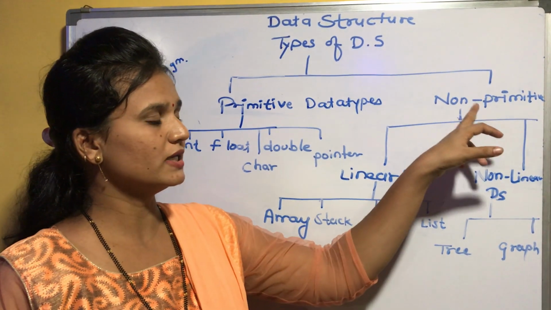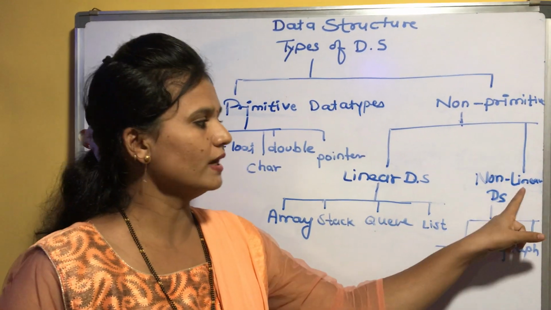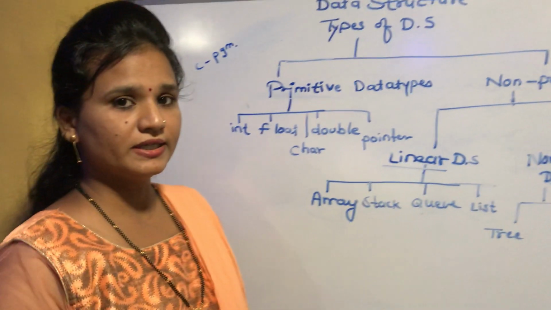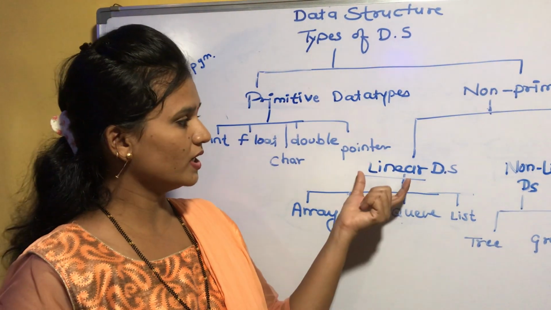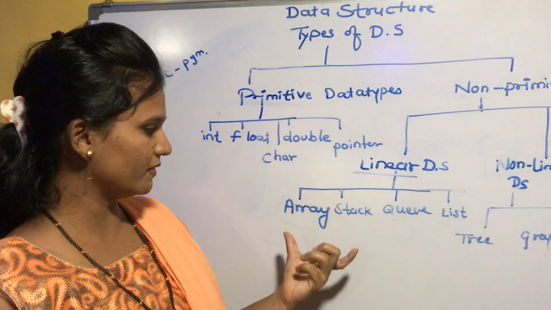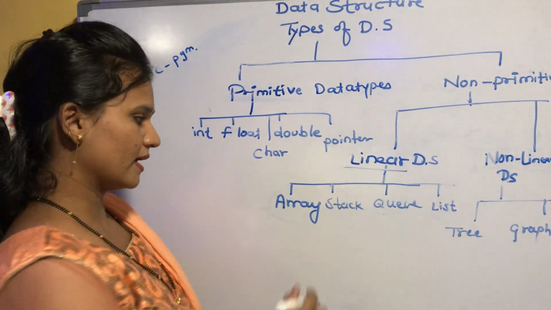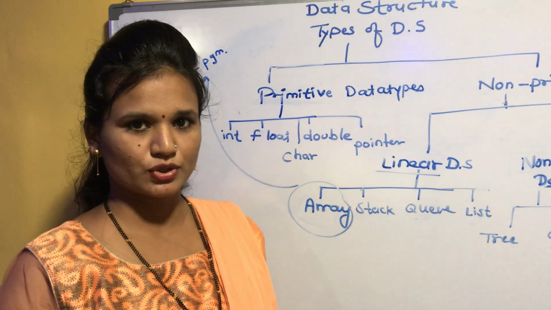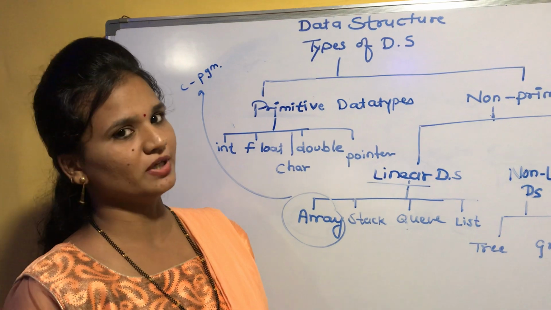The second is non-primitive data structure. Non-primitive data structure is again divided into two types, that is linear data structure and non-linear data structure. So what is linear here? Linear means sequential, that is one by one. Okay, so here linear data structure again has four types: array, stack, queue and list. Array we have covered in the C programming language. Here stack, queue and list we are going to see in upcoming videos.